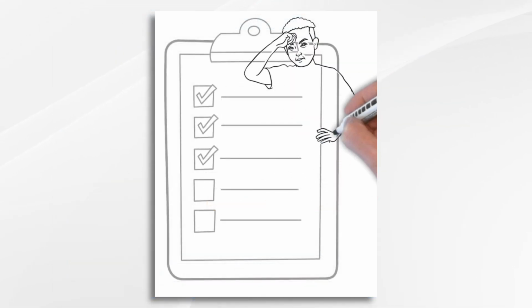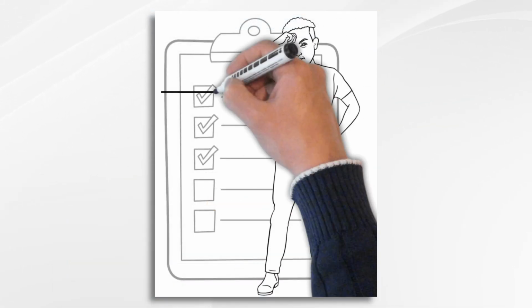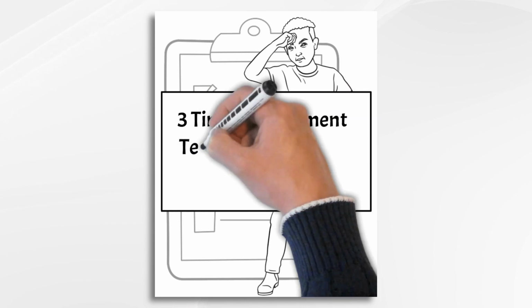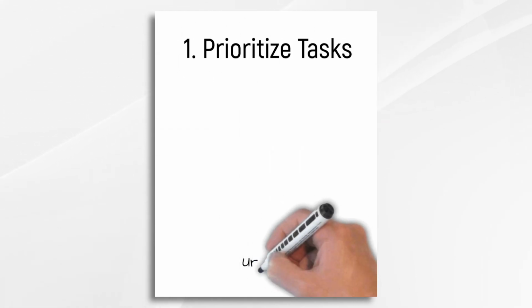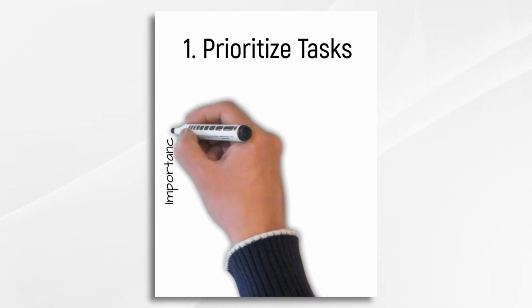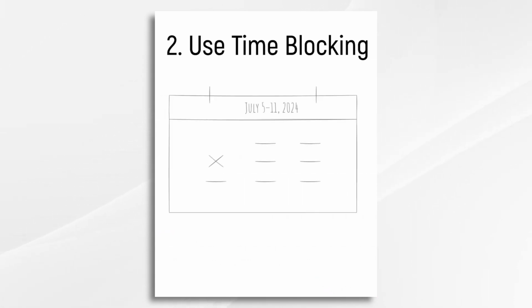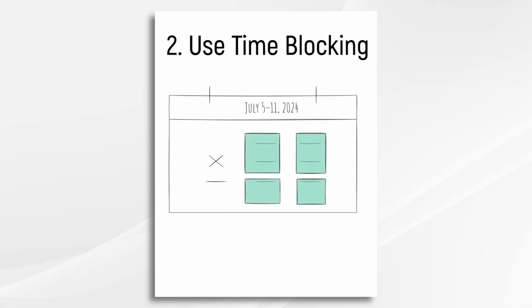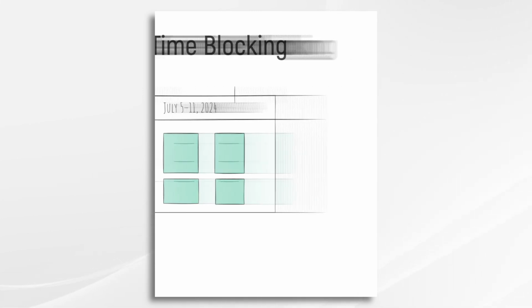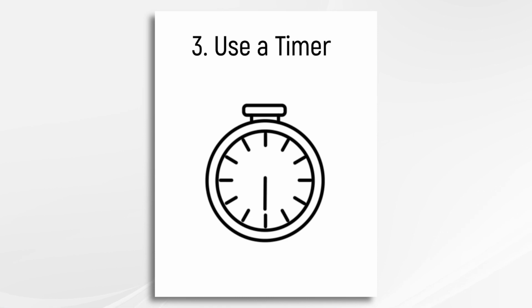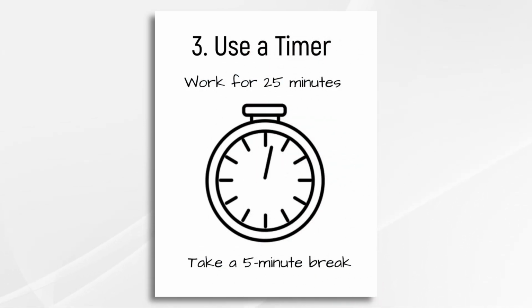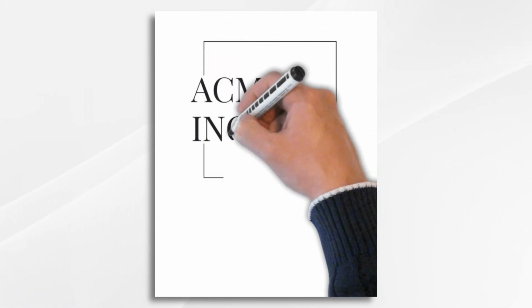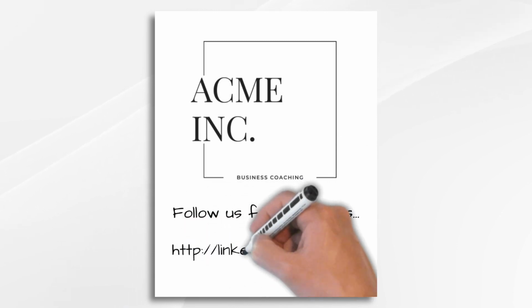Feeling overwhelmed by your to-do list? Managing time effectively can be a challenge. Here are 3 time management techniques to boost your productivity. Prioritize tasks by urgency and importance. Focus on what truly matters. Use time blocking to dedicate specific time periods to different tasks. Try the Pomodoro technique. You work for 25 minutes and then you take a 5-minute break. Repeat. Implement these techniques and watch your productivity soar. Follow us for more tips on productivity and professional growth.